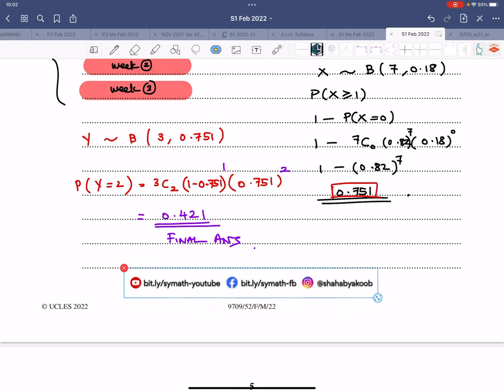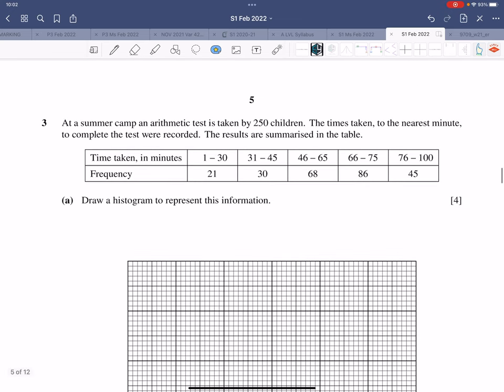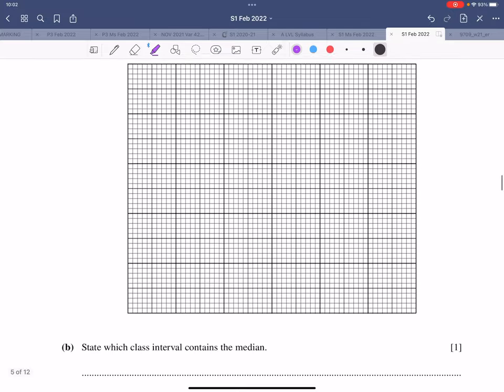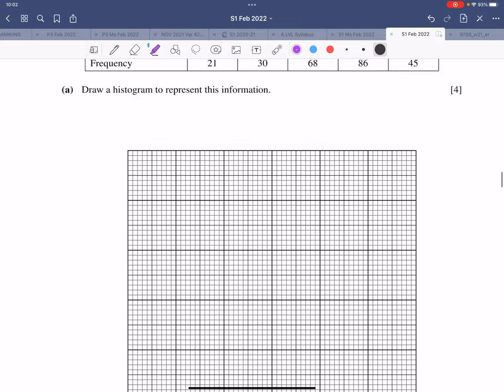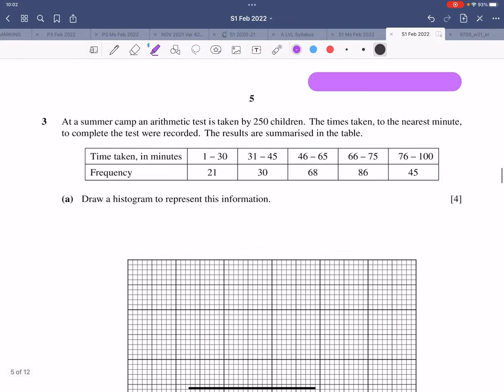Okay, let's move on. Question number 3. It says, at a summer camp, a test is taken by 250 children. The time taken to the nearest minute to complete the test was recorded. The results are summarized in the table. Now, I have left space to make a table as such. So what I'll do is that I'll make a table at the top and at the bottom.